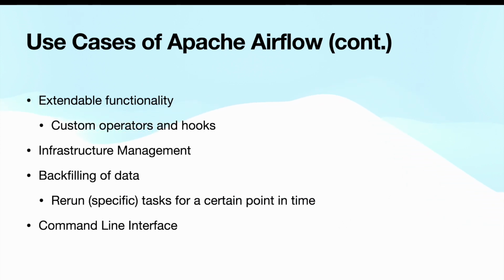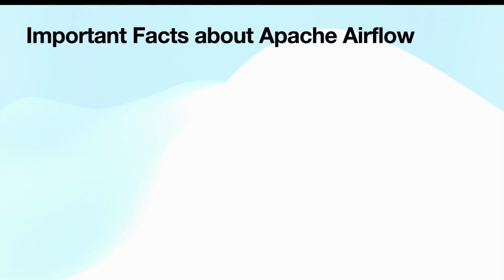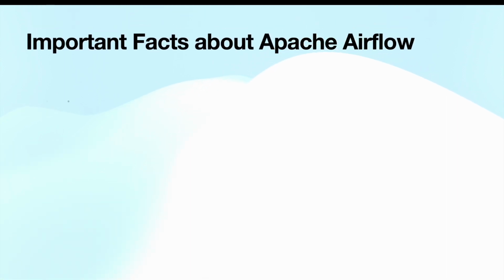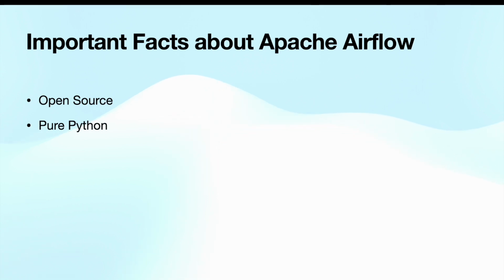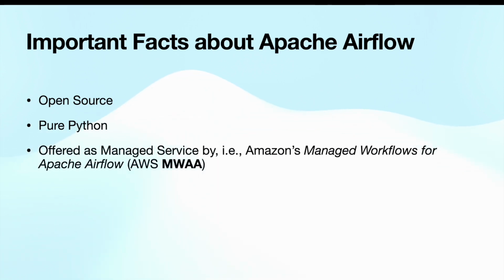And the last one, we have a command line interface, which allows us to directly interact with Airflow, which is also pretty cool. Important facts about Apache Airflow: it is open source, and it's written purely in Python all along. It is offered as a managed service by many public cloud providers, for example Amazon. We also have GCP, we also have Azure, but my focus personally is AWS. So I'm interested in Amazon's Managed Workflows for Apache Airflow.